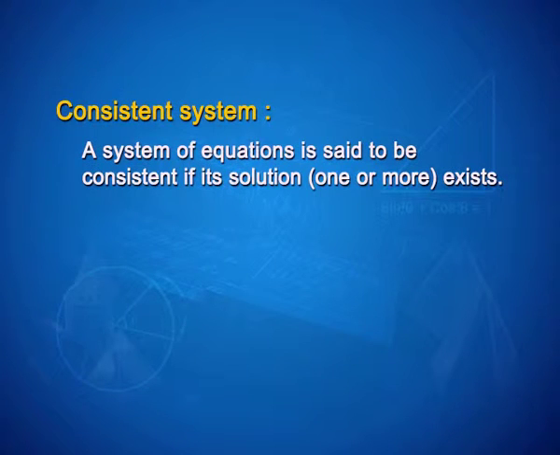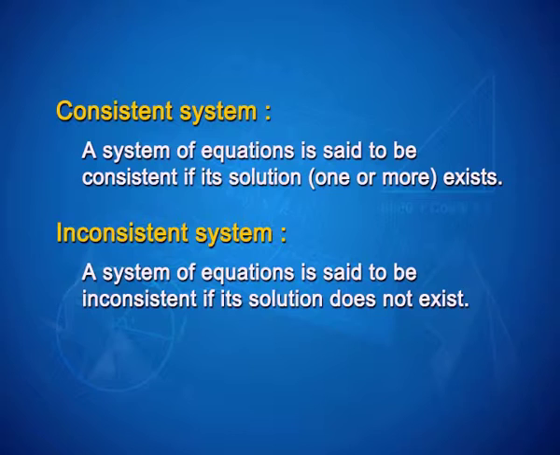Applications of determinants and matrices. In this session, we shall discuss application of determinants and matrices for solving the system of linear equations in 2 or 3 variables and for checking the consistency of the system of linear equations. Now, what is a consistent system? A system of equations is said to be consistent if its solution, one or more, exists. And what is an inconsistent system? A system of equations is said to be inconsistent if its solution does not exist.